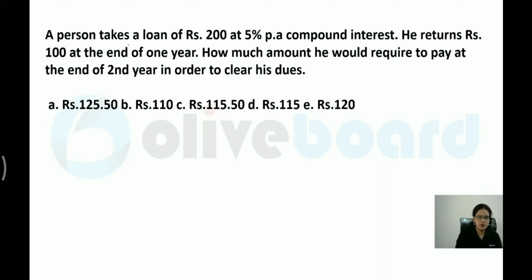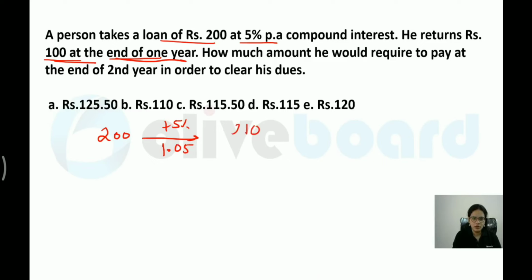So what they have given you, a person takes a loan of 200 rupees at 5% per annum compound interest. Now while returning he gave 100 rupees at the end of 1 year. Now whenever they are telling you the value after 1 year, you have to go by the basic method as well. So 200 rupees is my basic amount. 5% interest I am charging. So what will you multiply this by? 1.05. If you multiply this by 1.05, what will you get over here? 210. 210 would be the amount. Now, from this amount, I have already paid 100 rupees over here. So, subtract 100 rupees. What will remain now? This will become 110 rupees.